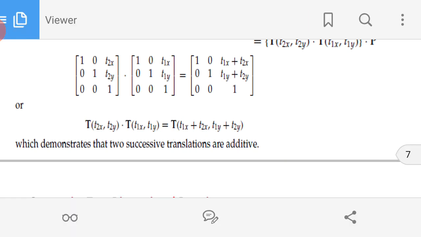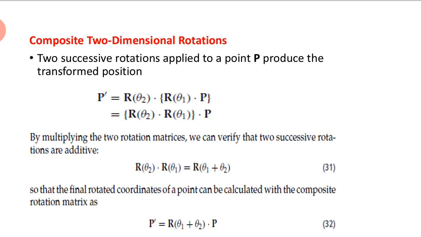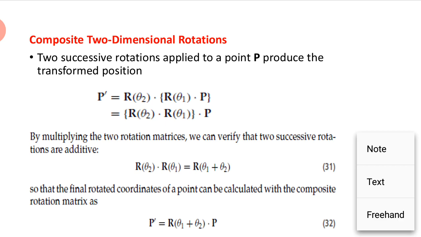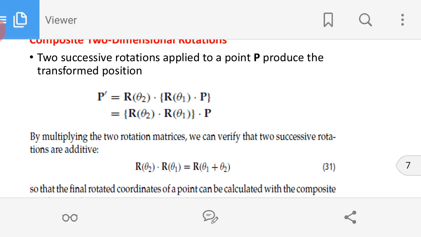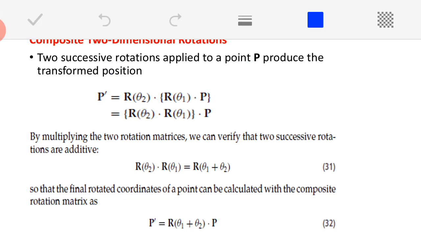Similarly, we will go for the rotation here. If I want to perform two successive rotations on a point P, this is my point P. First I want to rotate with theta 1, then I want to rotate it with theta 2. First I will multiply this one, and this should be multiplied by this one, then I am going to get the final rotated point. So, rather than doing this, if I multiply, first I will multiply the matrices with theta 1 and theta 2.